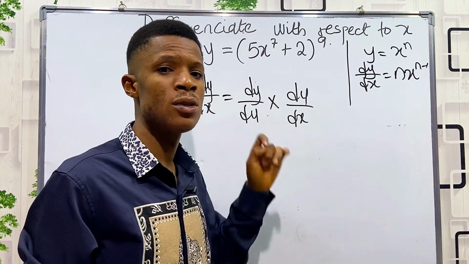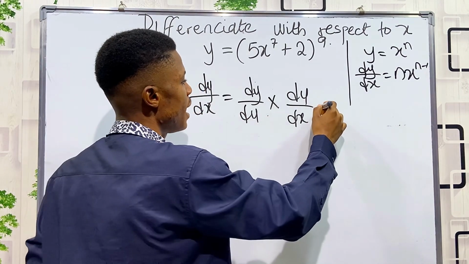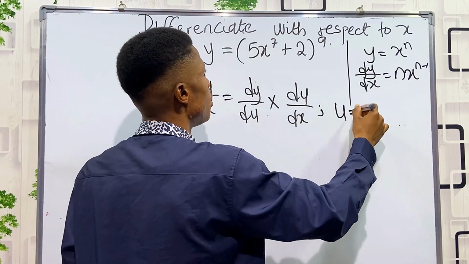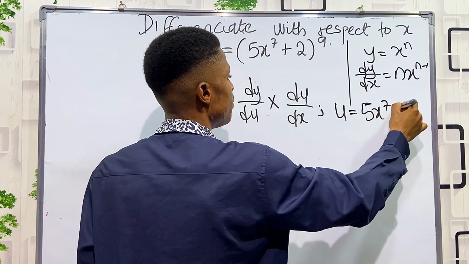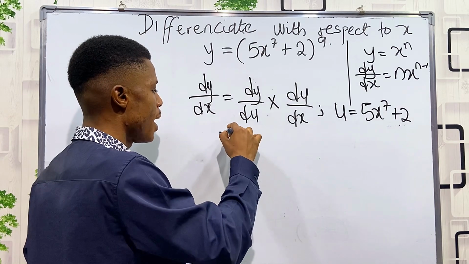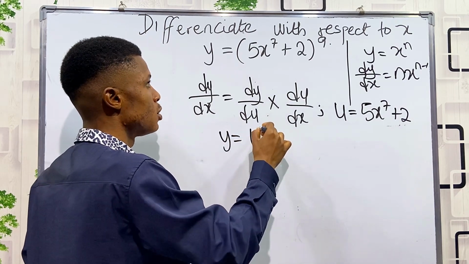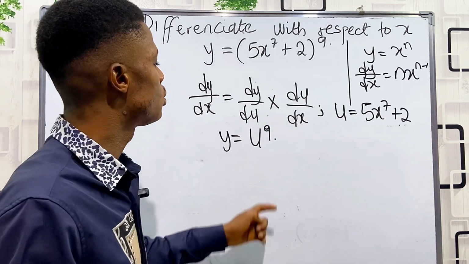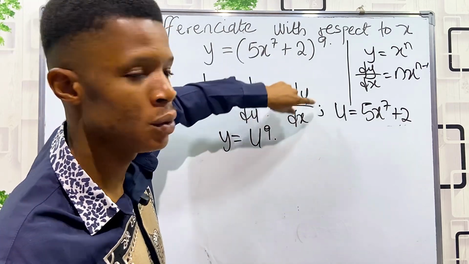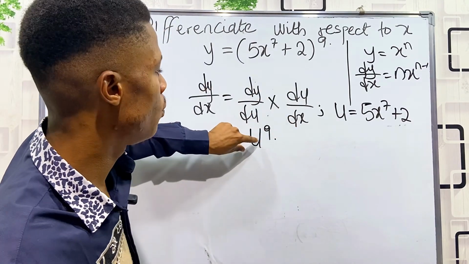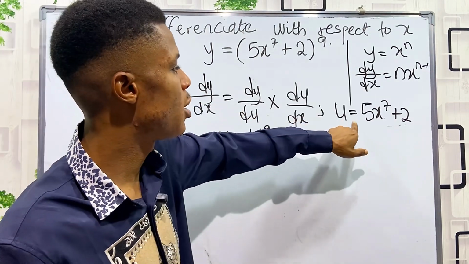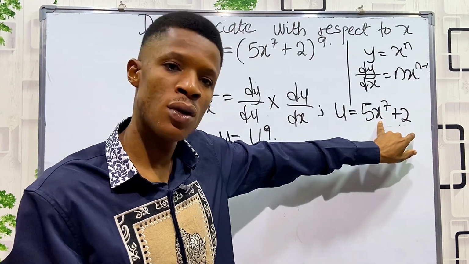So how does u come into this equation? We assign u to be everything inside the bracket. So we say that u is equal to 5x^7 + 2, so that we can now redefine our y to be equal to u to the power of 9. To differentiate this, we differentiate y with respect to u and differentiate u with respect to x. So this is y now; we are going to differentiate this term with respect to u. Then this is our u.